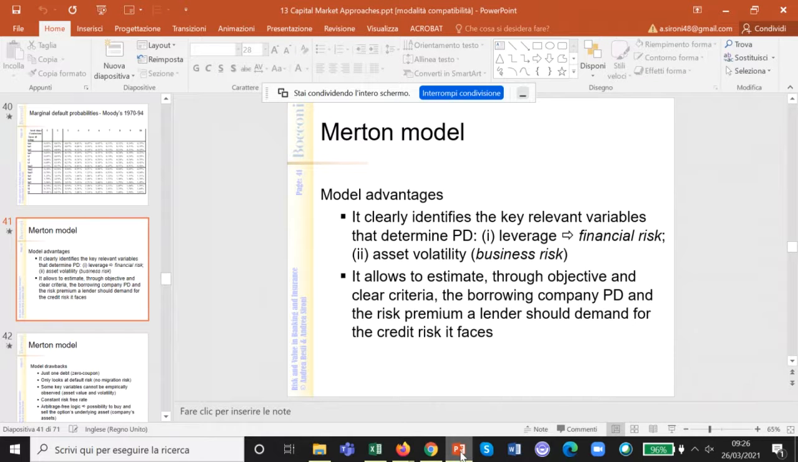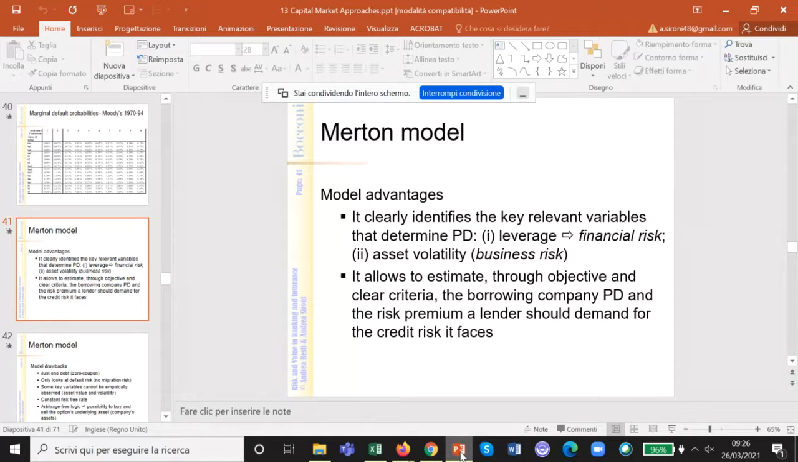Okay. Now, what are the advantages of the Merton model? First of all, the Merton model allows us to clearly identify the key variables underlying the risk of default for a company, which, as I mentioned, are leverage, i.e. the financial risk, and asset volatility, i.e. the business.